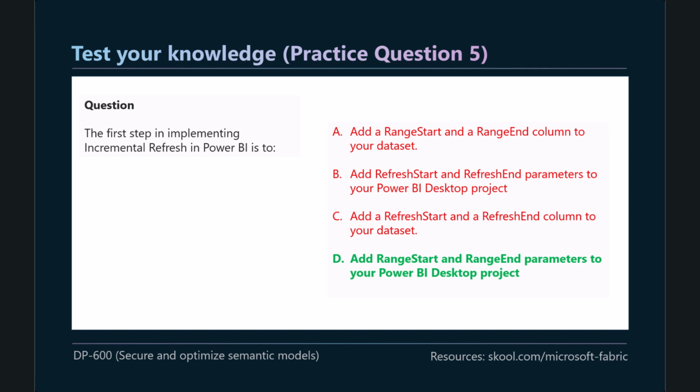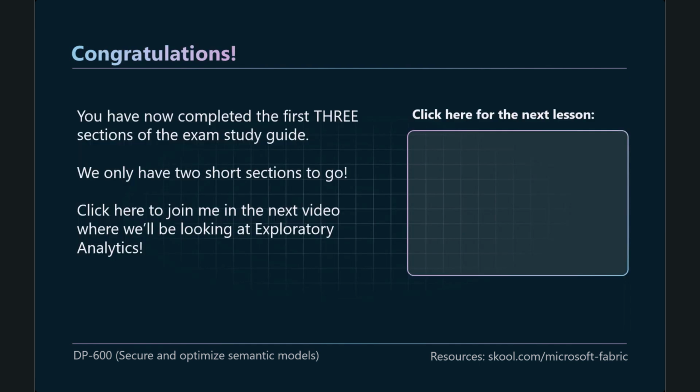And as I mentioned previously, B is wrong because we're using refresh start and refresh end rather than range start and range end. We need to be specific when we're using incremental refresh to be using range start and range end. Congratulations, you've now completed the first 3 sections of the exam study guide.